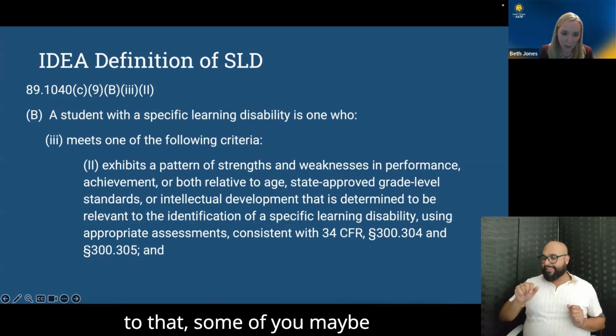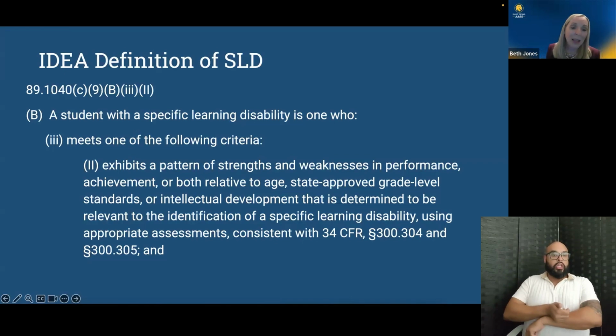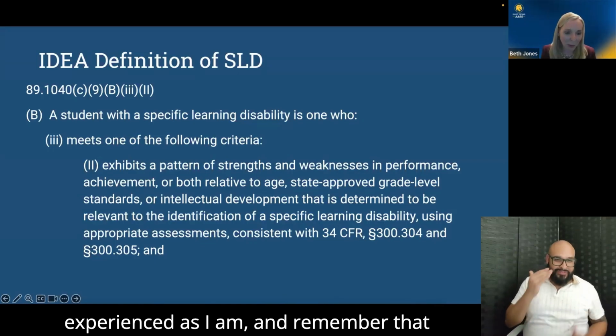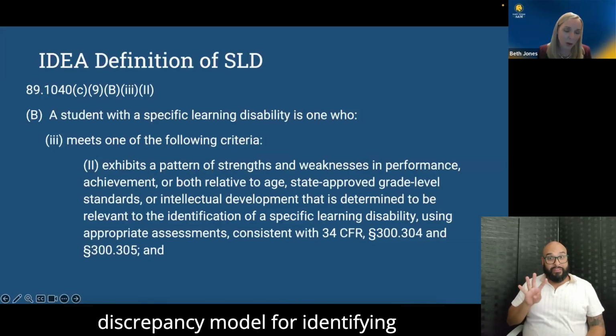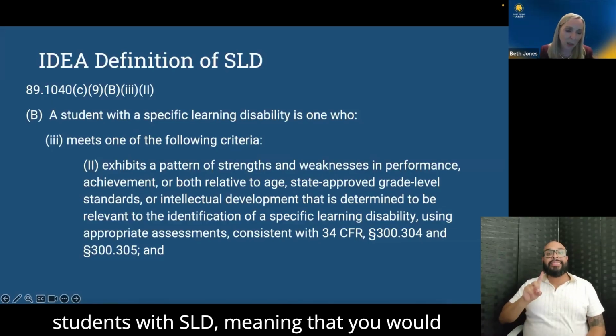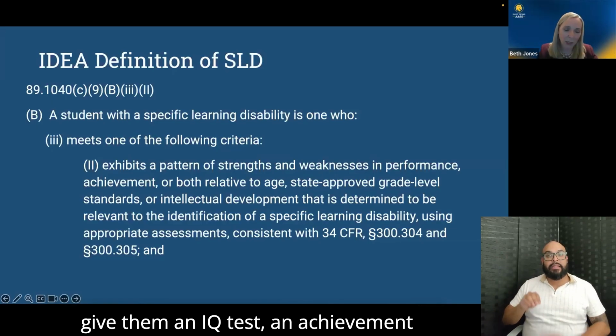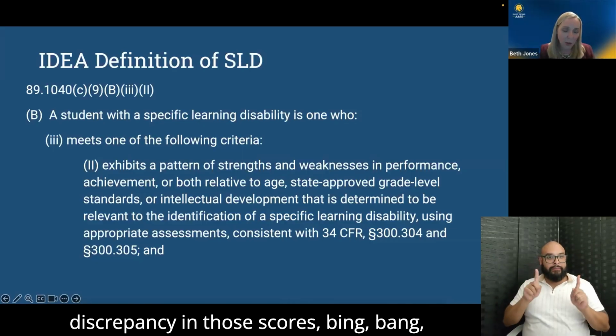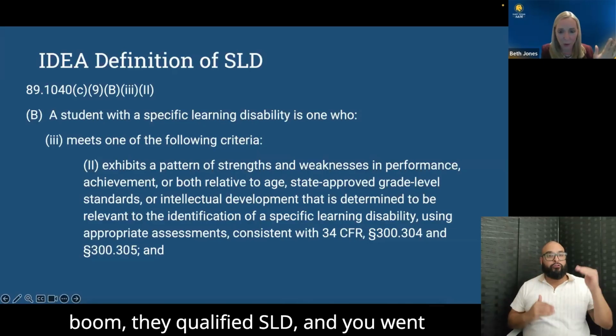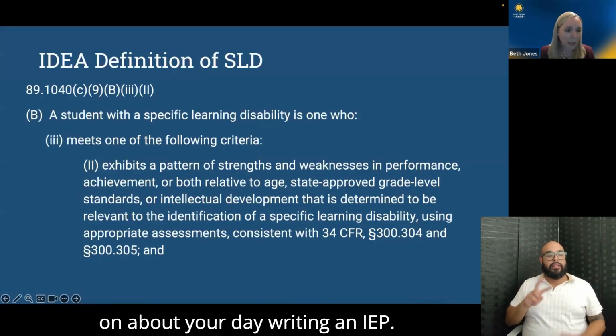Prior to that, some of you maybe experienced as I am, and remember that back before 2004, we really did a discrepancy model for identifying students with SLD, meaning that you would give them an IQ test, an achievement test, and if there was a 16-point discrepancy in those scores, bing, bang, boom, they qualified SLD, and you went on about your day writing an IEP.